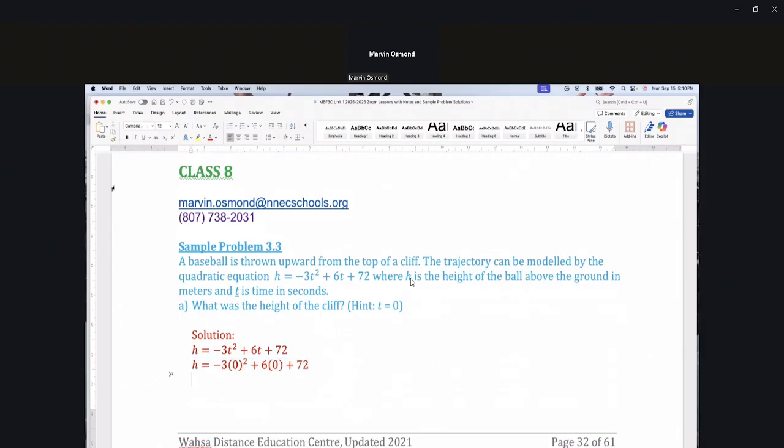Now we are going to simplify that. 0 squared is 0, and 0 times 0 is, of course, 0.